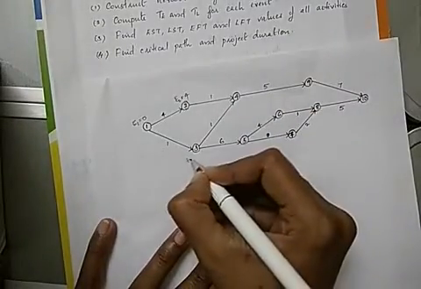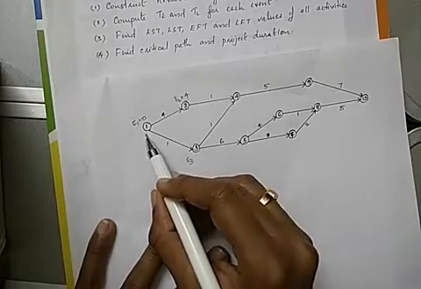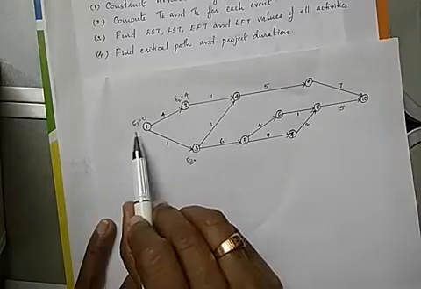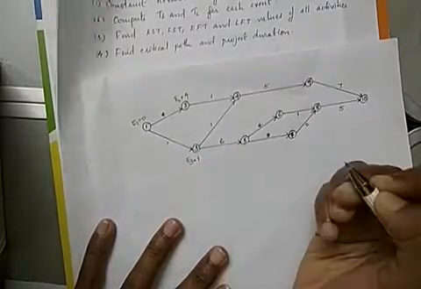Now the E value for 3. The previous event for 3 is 1. So E3 can be calculated by adding the earliest value of 1 plus the duration. That will be 0 plus 1, 1.